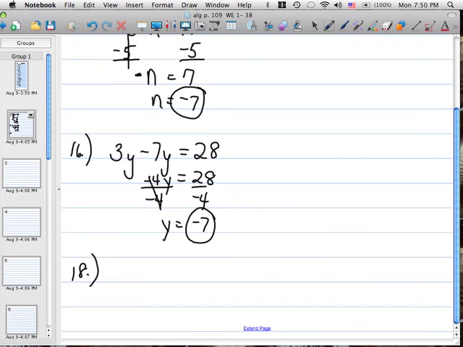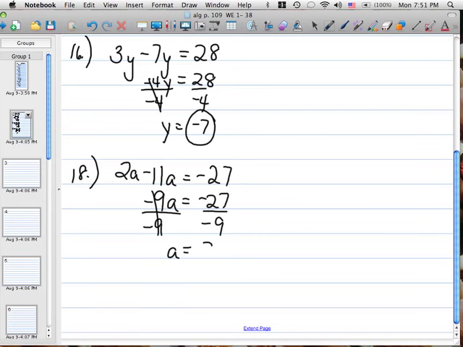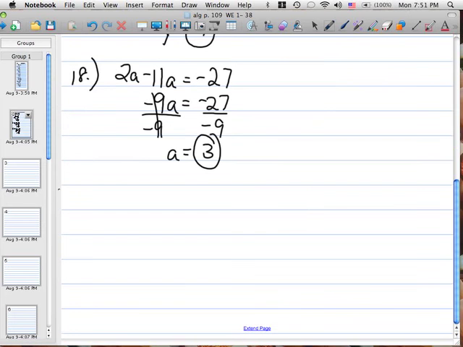Problem number 18. 2a minus 11a equals negative 27. Again, I have like terms. 2a minus 11a is negative 9a equals negative 27. The opposite of multiplying by negative 9 is dividing by negative 9. So those cancel out, and we get a equals positive 3, since the negative divided by negative is positive.